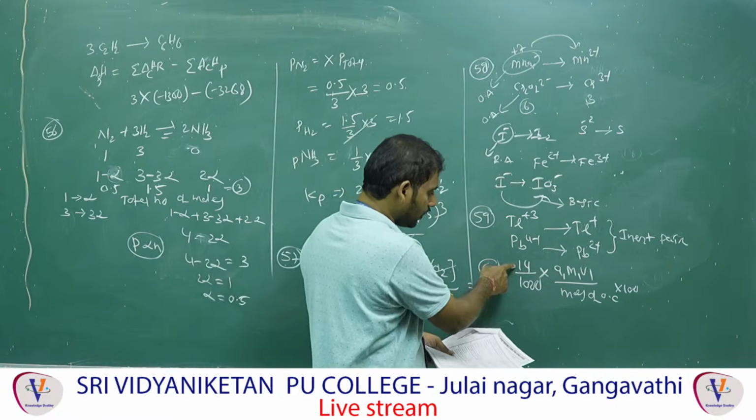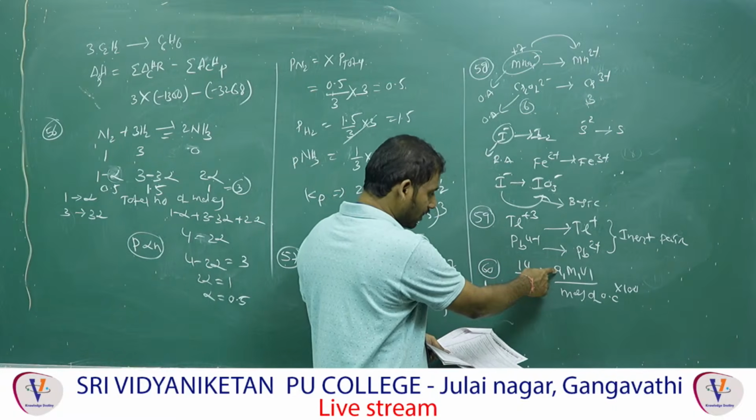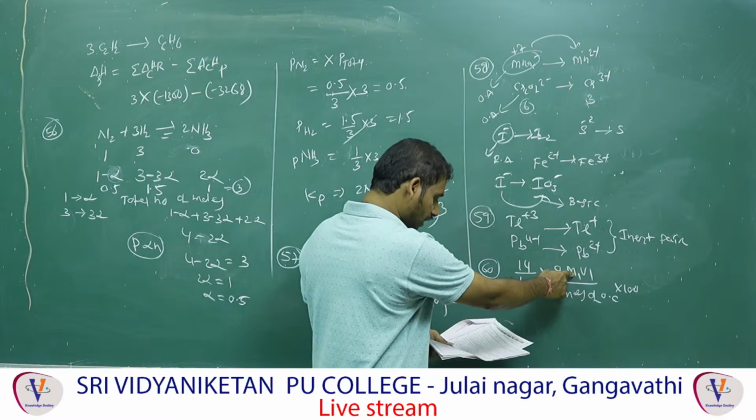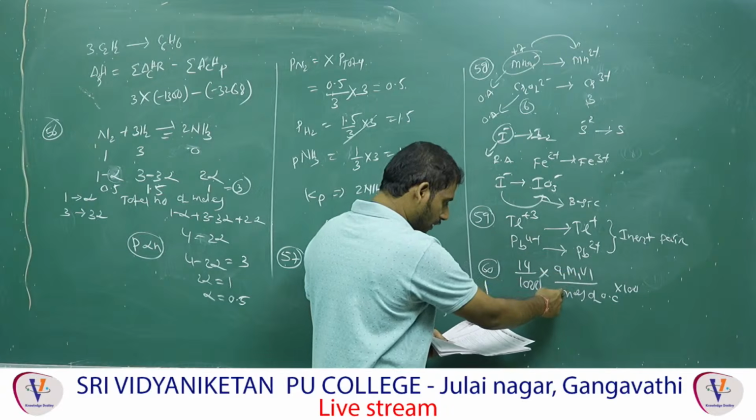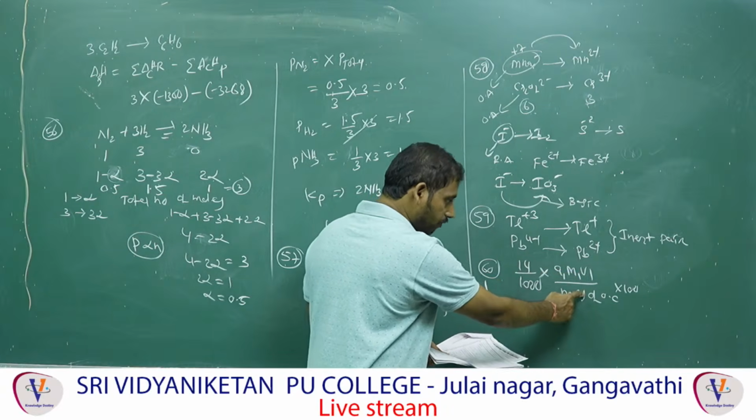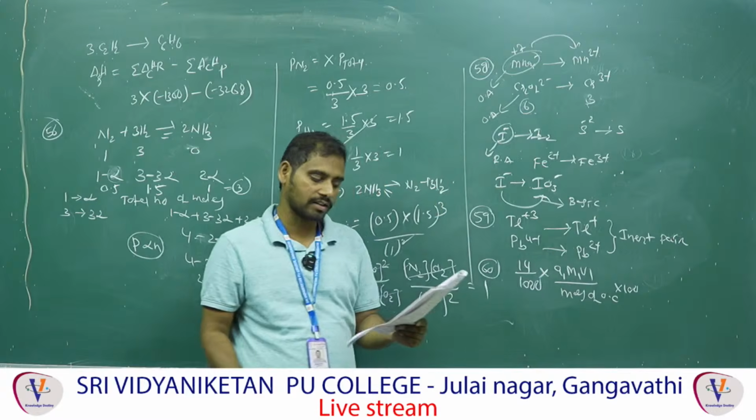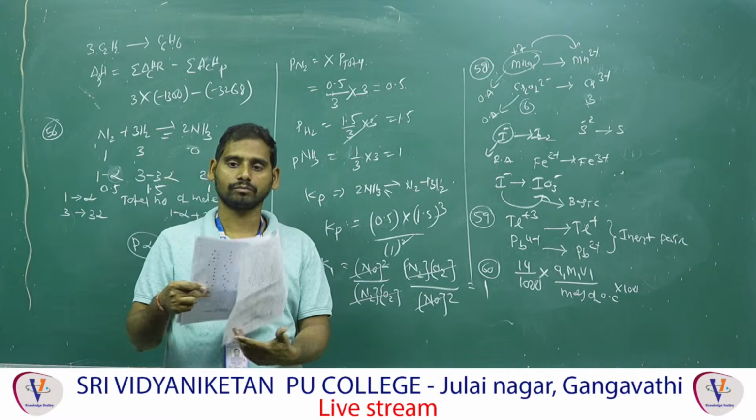That means 14 by 1000, A1 means 2, M1 means 2 molar, volume is 2.5, by mass of the organic compound 0.25 into 100. Then you will get the answer 56.